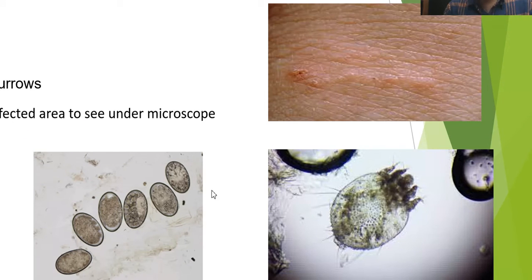So here you can see the burrowing. This is a burrow that has been formed by Sarcoptes scabiei, which is pathognomonic for this infection. And the diagnosis is majorly clinical, with a history of severe itching at night, family history of a sibling with similar complaints. Then, if you need confirmation, we generally use the scrapings of the affected area and we see that under the microscope. So here you can see the eggs of the female mite, and here you can see the bug, Sarcoptes scabiei.